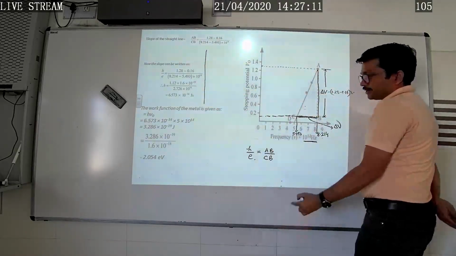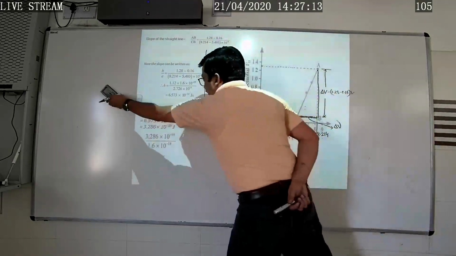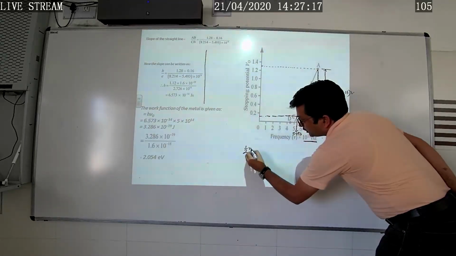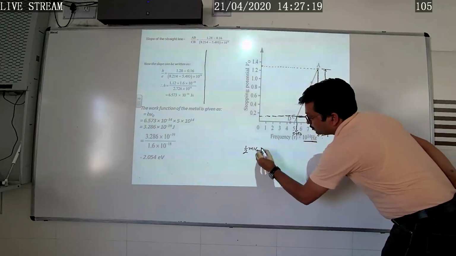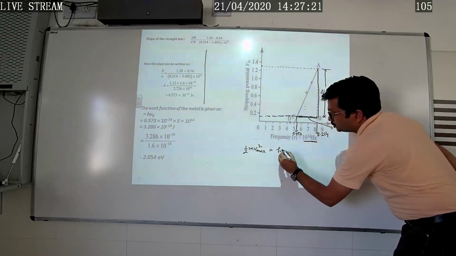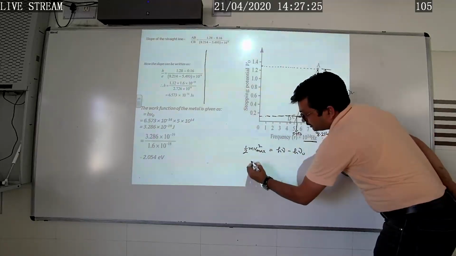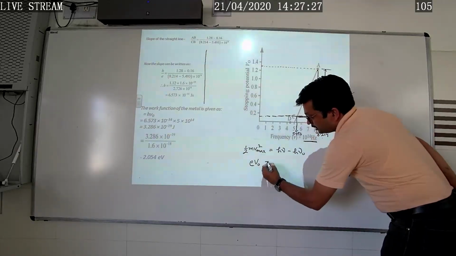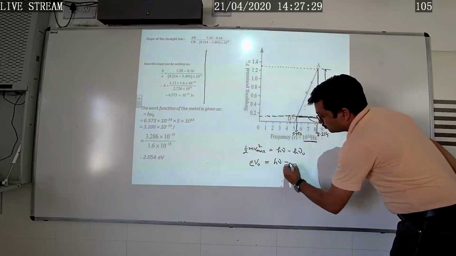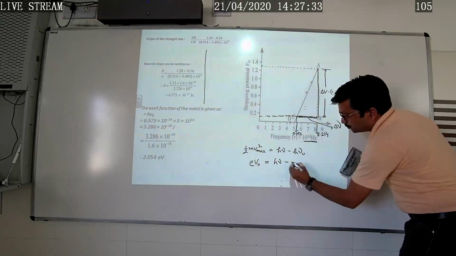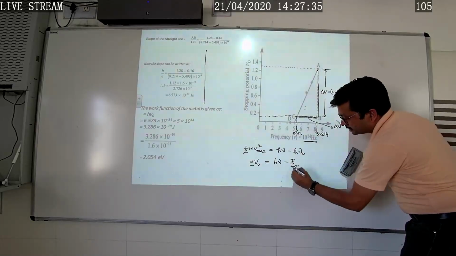Millikan has checked the correctness of this Einstein photoelectric equation. That equation is 1/2 m V max squared equals h nu minus h nu naught. Now this kinetic energy is nothing but equal to e V naught. So what we get is h nu minus h nu naught, where h nu naught is the work function. So we can write it like that.